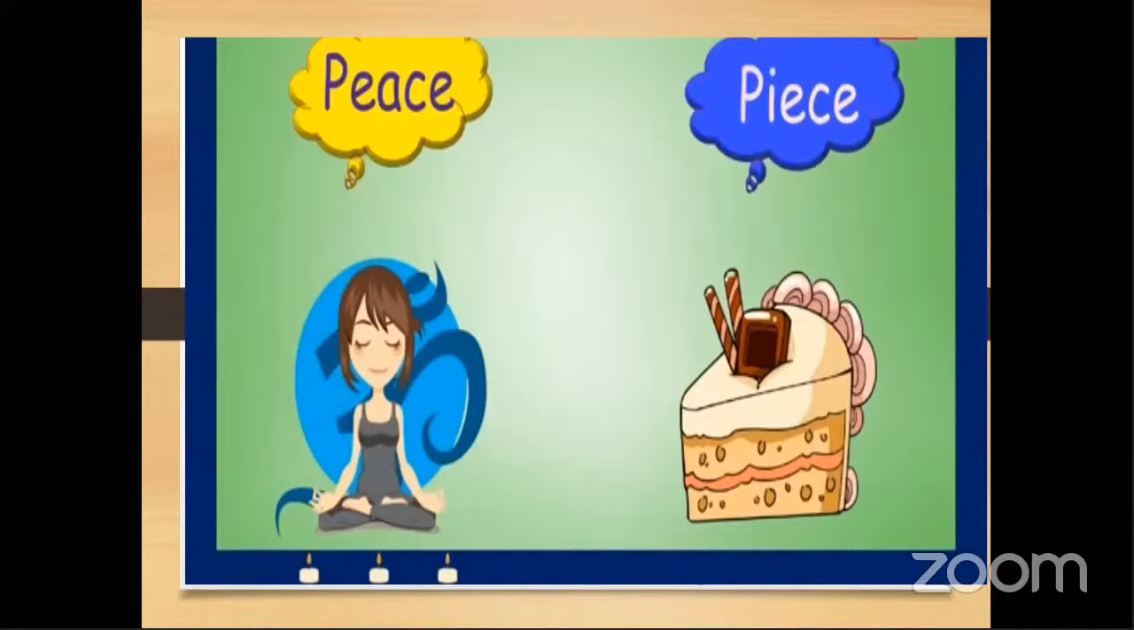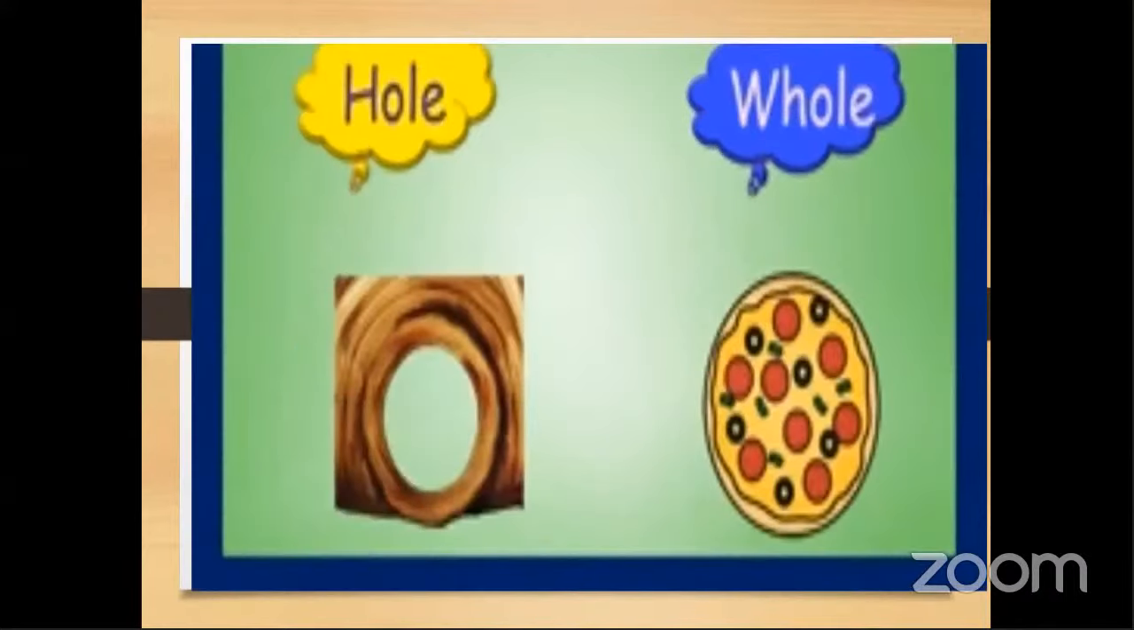Very good. The right side is a piece of cake. Now, there is a hole. If you are making a sentence with the word hole, we can say, I can see a hole in the tree. So now, we will not write W-H-O-L-E. We will write H-O-L-E. Now, if I want to order a pizza, I will not write, I want a H-O-L-E pizza. I will write, I want the W-H-O-L-E, whole pizza.